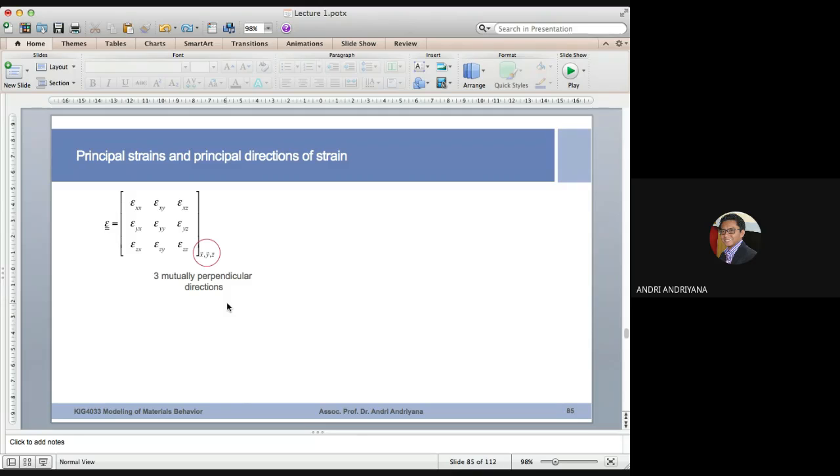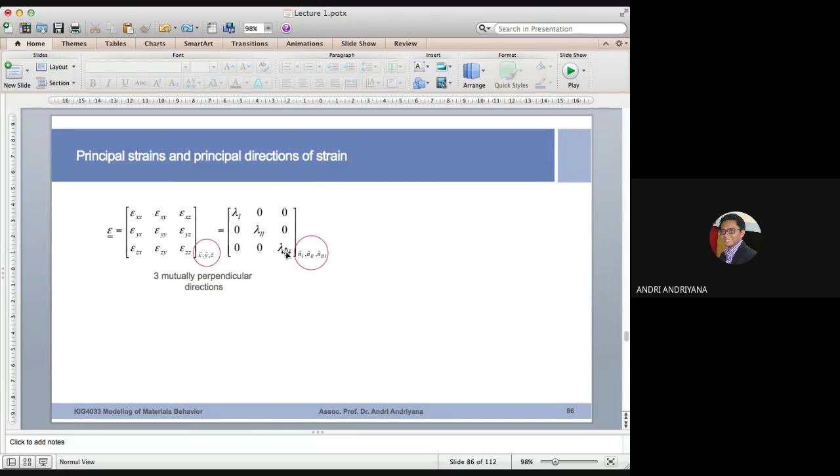And then from all the choices of possible coordinate systems, there is one particular coordinate system in which, if I do the transformation to this new coordinate system, for instance, I call it N1, N2, N3, I have this particular shape of the matrix, which means that I only have components along the diagonal, but not shear components. So if I express the strain state using the XYZ coordinate system, I have both normal strains and shear strains. But if I express the same strain state with respect to N1, N2, and N3, I only have non-zero components along the diagonal.